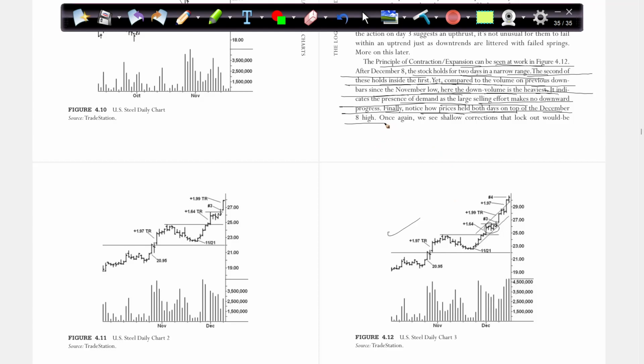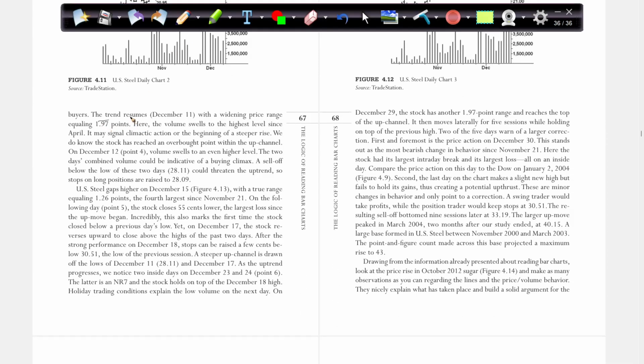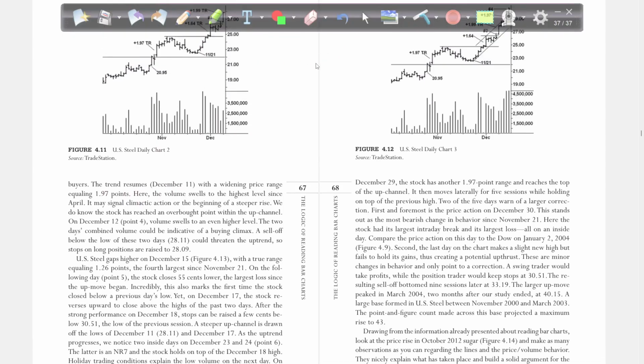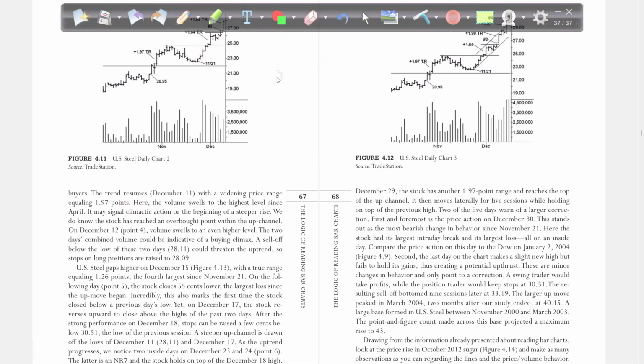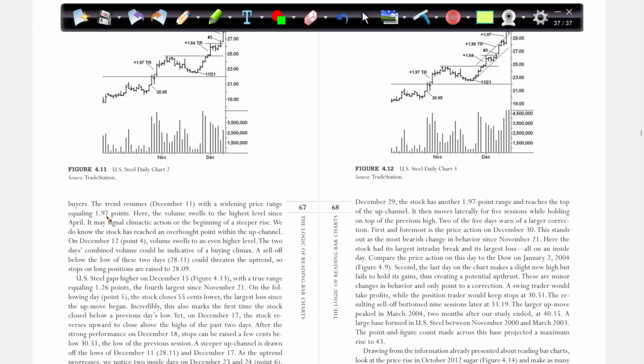Once again we see shallow corrections that lock out sellers, that would be buyers, right? The trend resumes December 11 with a widening price range equaling 1.97 points.